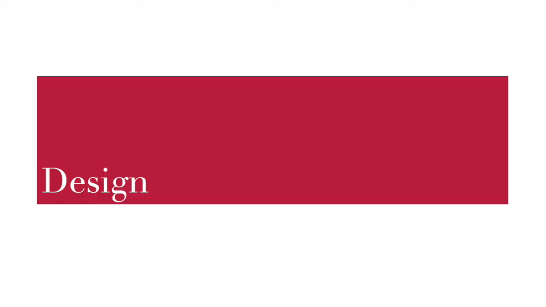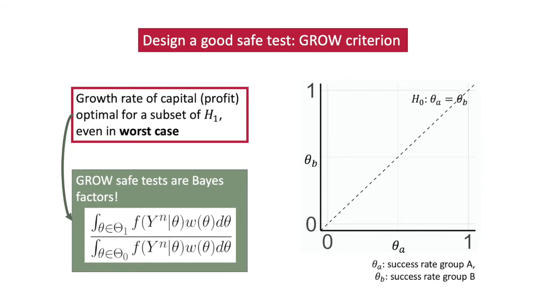As we just saw, a lot of random variables satisfy the criterion for providing a safe test, as the only criterion is that the random variable should have an expectation of at most 1 under the null hypothesis. But how do you now choose a good safe test for your alternative and null hypothesis? This is where the GROW criterion comes in. GROW stands for growth rate of profit optimal for a subset of the alternative hypothesis, even in the worst case.